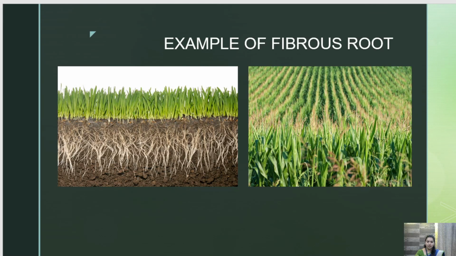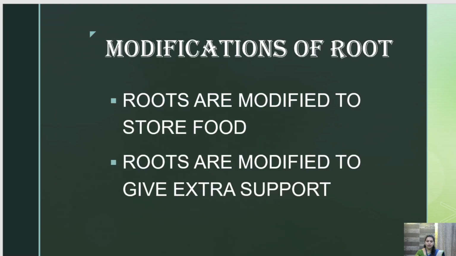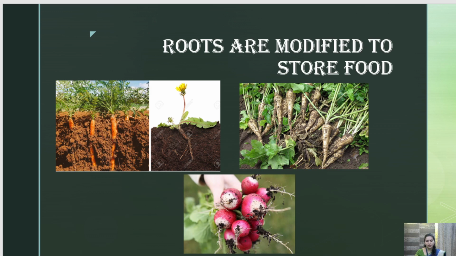So first one is modification of root. So we are aware of what is modification. Modification का मतलब होता है कि change होना. जो normal root होता है उससे अगर कोई और structure आ जाए, कोई और change आ जाए, तो it is called modification. Okay. Now roots are modified to store food and roots are modified to give extra support. So let's first talk about the first one. Roots are modified to store food.